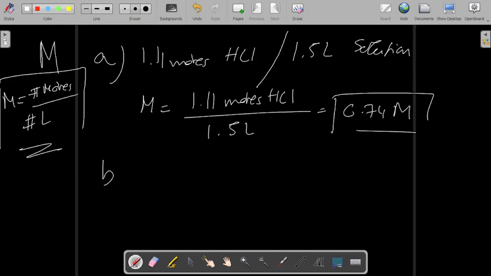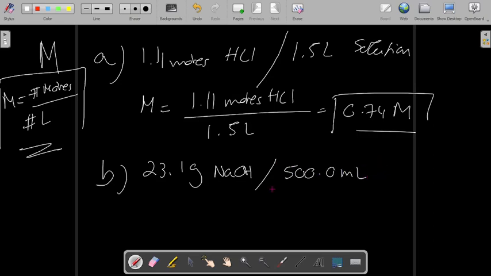B. For B, it says I have 23.1 grams of the sodium hydroxide dissolved in enough water to make 500 milliliters of that solution. According to the formula, I need moles and I need liters. I don't have moles and I don't have liters, so I'm going to have to convert each one of them first before I can plug them into the formula.